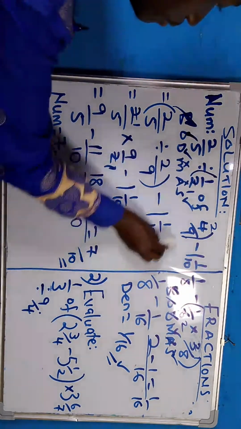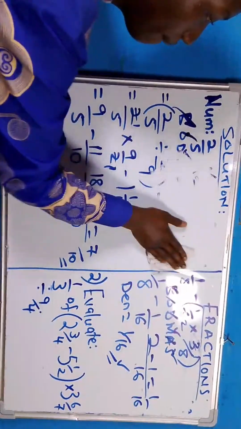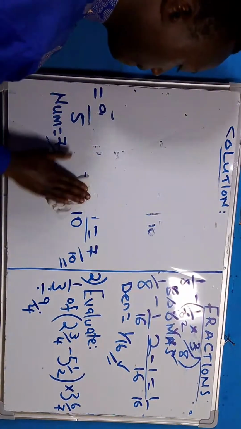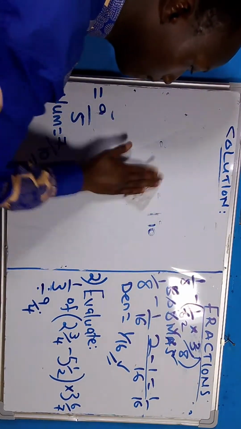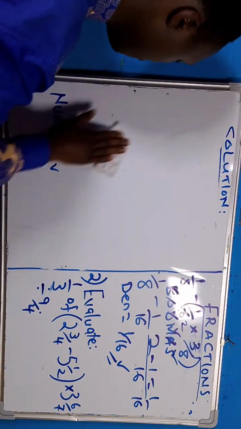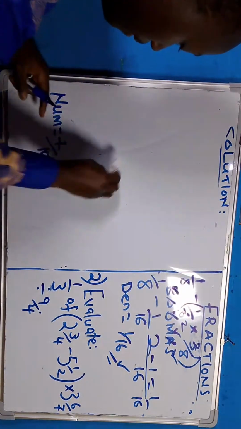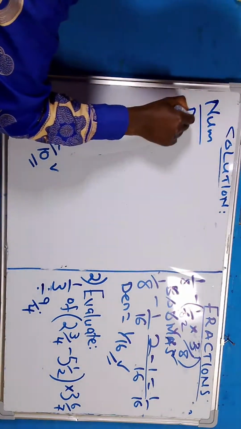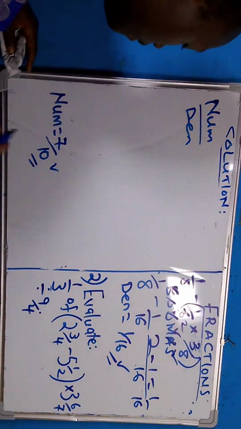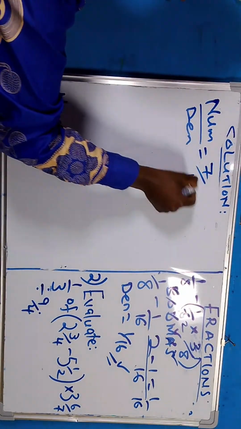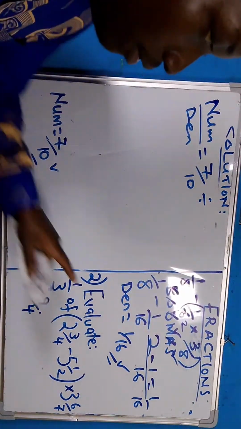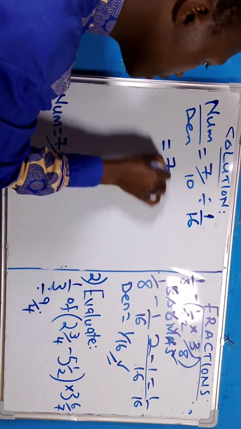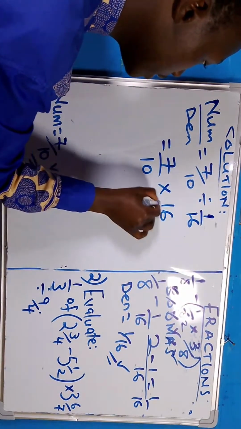And our final answer will be, so this being our numerator, 7 over 10, our final answer should be numerator divided by denominator. So when we say that, we mean the numerator, 7 over 10, divided by the denominator. Our denominator is 1 over 16. So this will become 7 over 10 multiplied by 16 over 1.